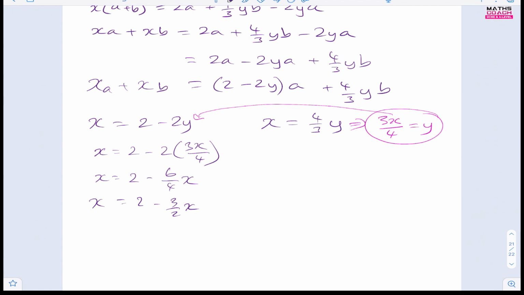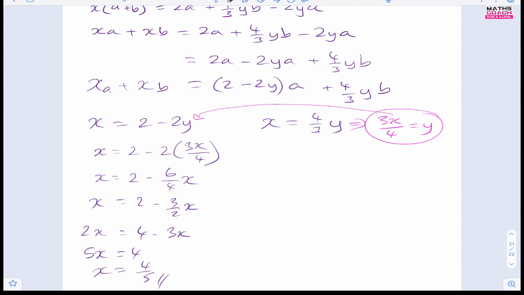Remember, this is a non-calculator paper, so all your techniques and methods have got to be without the use of a calculator. So how do we do this? I prefer to multiply by the denominator of the fraction, so I get 2x is equal to 4 minus 3x, and then I can take the minus 3x to the other side, giving me 5x is equal to 4, and therefore x is equal to 4 over 5. So that's my value of x.